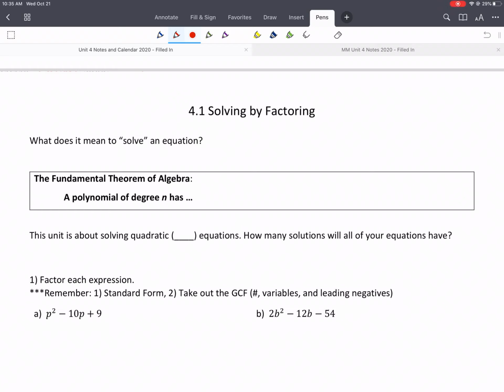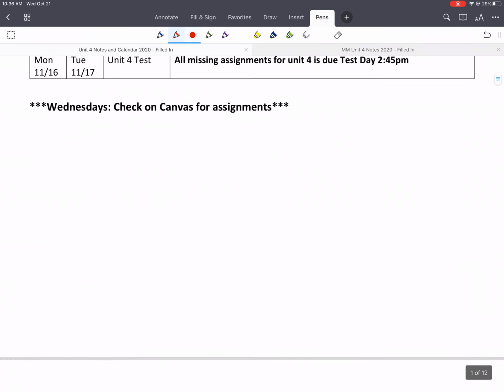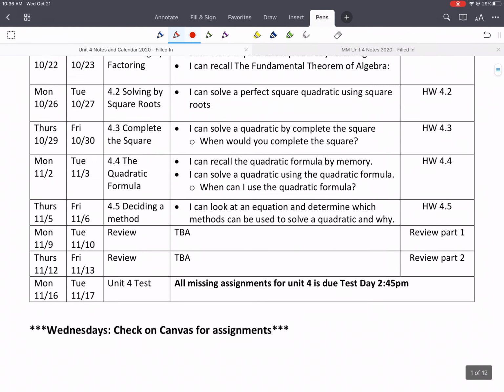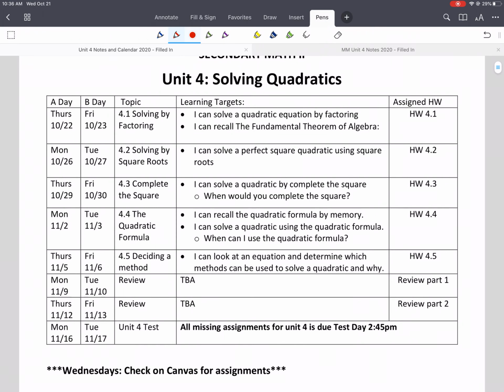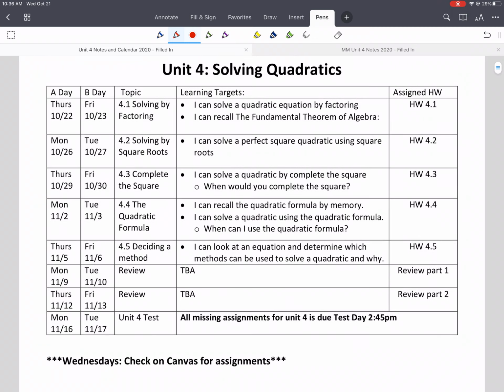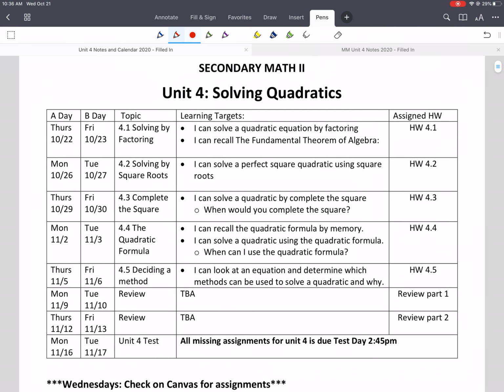All right, welcome. So today, or this unit, we're going to be solving quadratics. In our last unit, we did a lot of factoring, factoring quadratics. And now we're going to learn how to solve them. And I know you've solved equations before, like linear equations. Now we're going to do it with quadratics. So here's our calendar, everything that we're going to be covering.